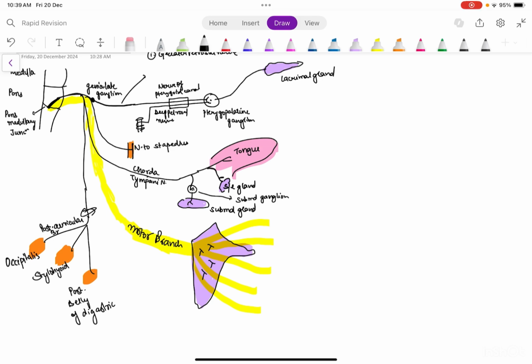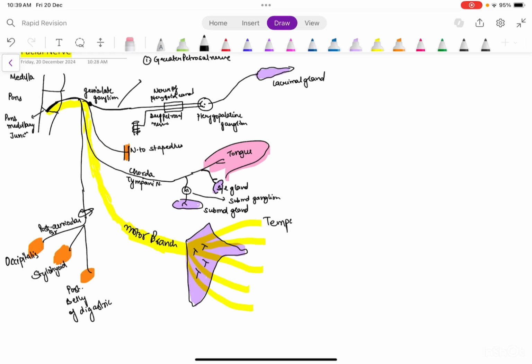So the first one being the temporal, zygomatic, then we have marginal mandibular and cervical, and we have, I think, maxillary, no, upper buccal. So yes, these are the branches and this is our parotid gland.